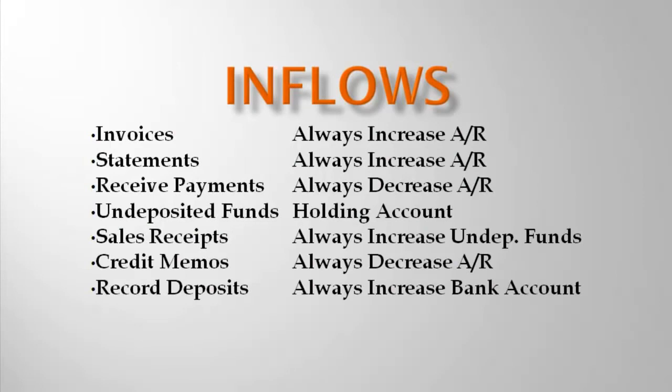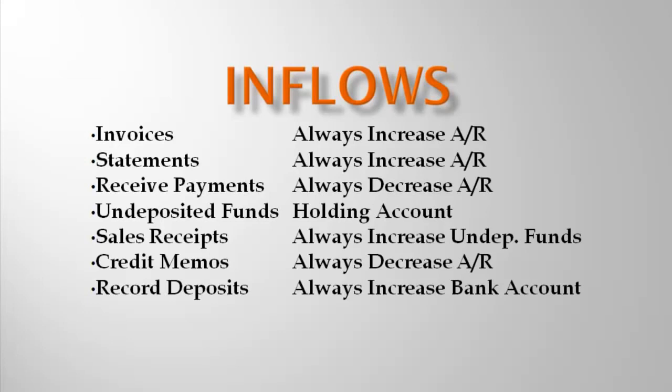To summarize, invoices will always increase accounts receivable, a debit. The offsetting credits are determined by the items. Statement charges will always increase accounts receivable, a debit. The offsetting entry is determined by the item you select. Receive payments will always decrease accounts receivable, a credit. Under normal circumstances, it will increase undeposited funds. If the preference for undeposited funds is turned off, then you manually select where the debit will be directed.